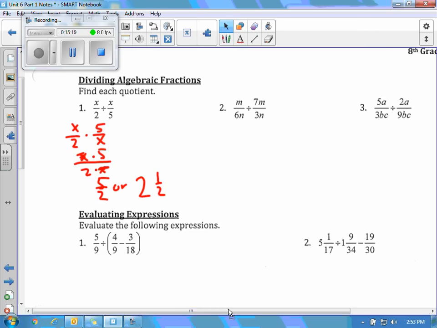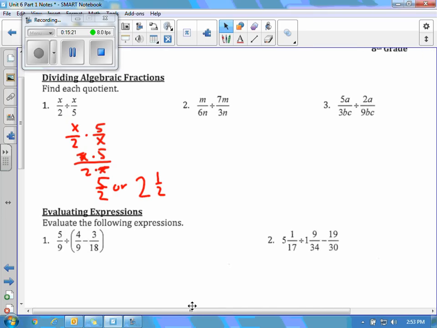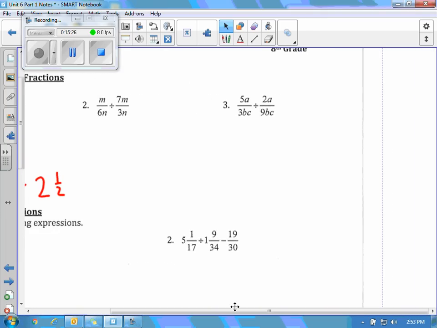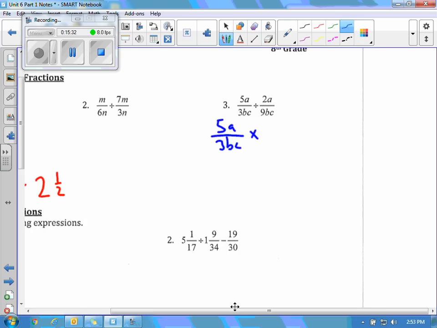I'm going to skip over number 3. Again, keep change flip, keep the first one the same. Change division to multiplication, flip the second one.